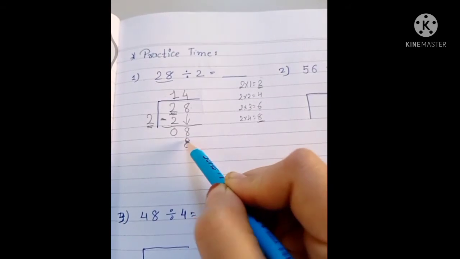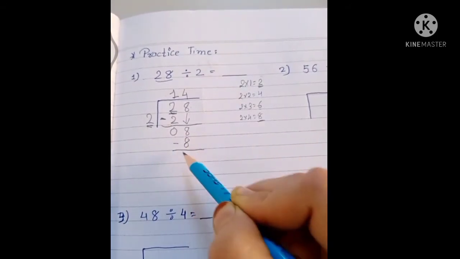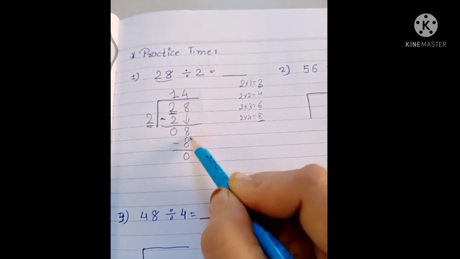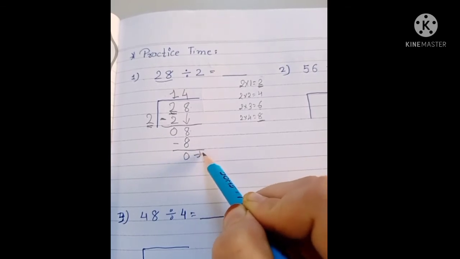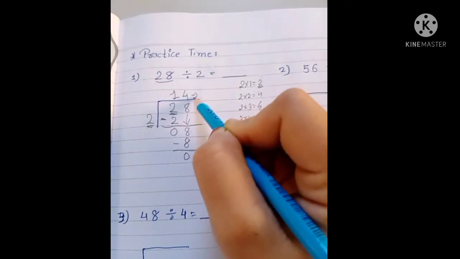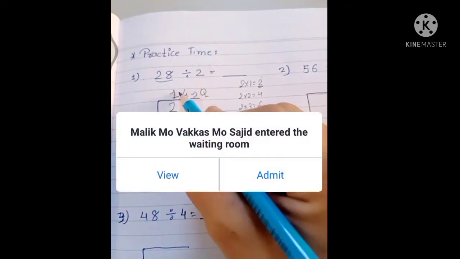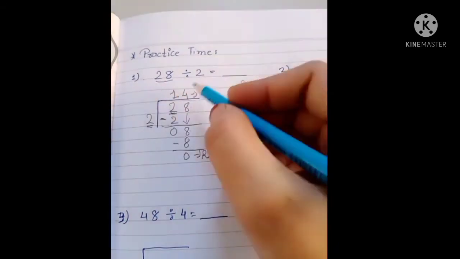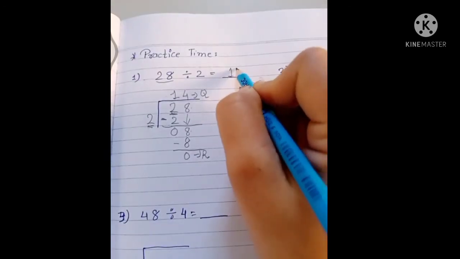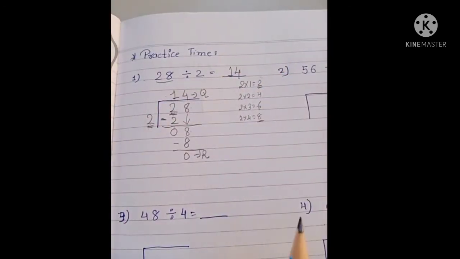So 2 fours are 8. Then you have to do the subtraction and you get answer 8 minus 8, 0. This is your remainder, and 14 is our quotient. So students, 28 divided by 2, what answer do we get? We get answer 14. So here we have to write down answer 14.